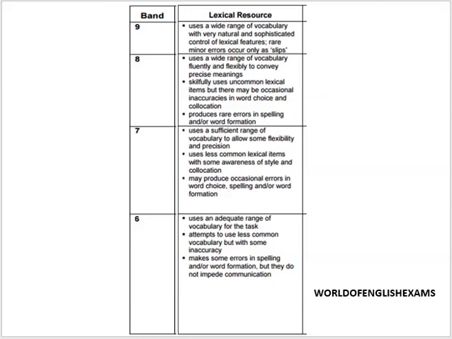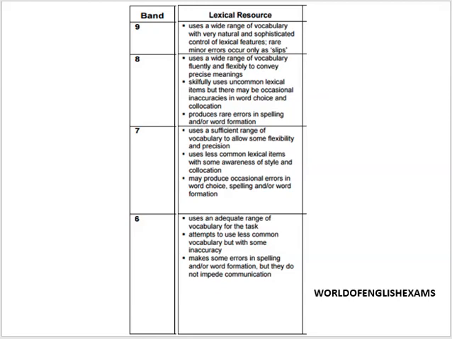So what did we understand from this, guys? In order to score high for lexical, you need to understand about collocations, and you need to be aware of the style of writing, and you need to know what are the uncommon or less common lexical items. So if you can jot down these main points and practice according to these criteria, then nobody can stop you from getting a higher band score.